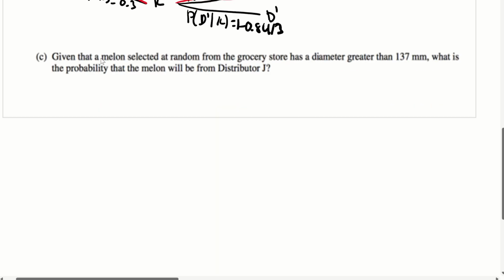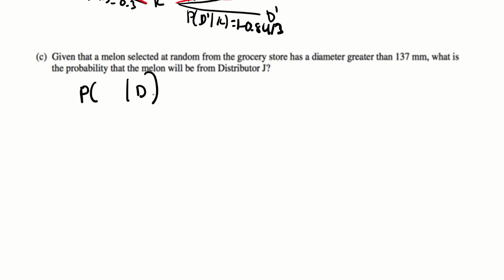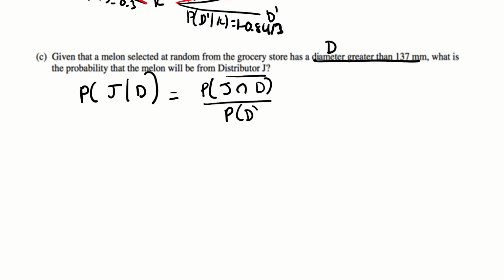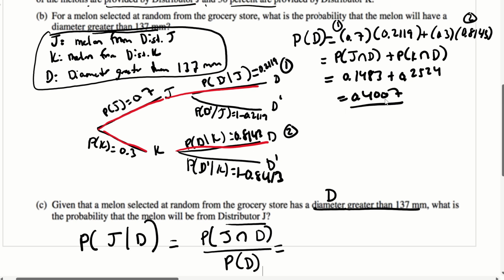All right, and then part C: given that a melon selected at random from the grocery store has a diameter greater than 137, what is the probability that the melon will be from distributor J? So given that it's greater than, we said event D is that, and then we want it from distributor J. So the probability of J given D. So remember the formula for conditional is the probability of both divided by the probability of the given. And we just calculated the probability of the given here, 0.4007.